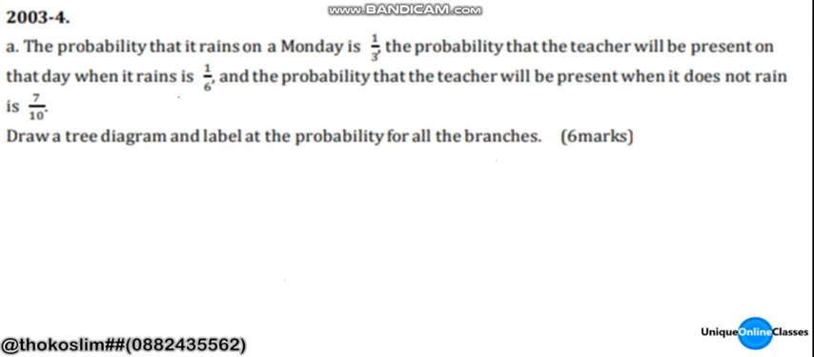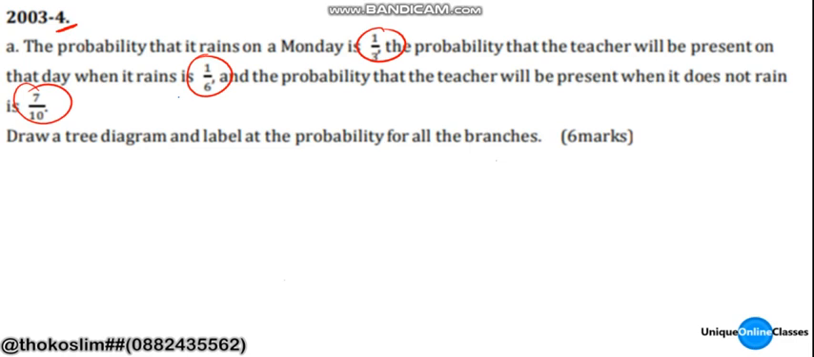The other question in 2003, and it was question number 4. It reads: the probability that it rains on Monday, that's 1/3. The probability that the teacher will be present on that day when it rains, that's 1/6. And the probability that the teacher will be present when it does not rain, that's 7/10.